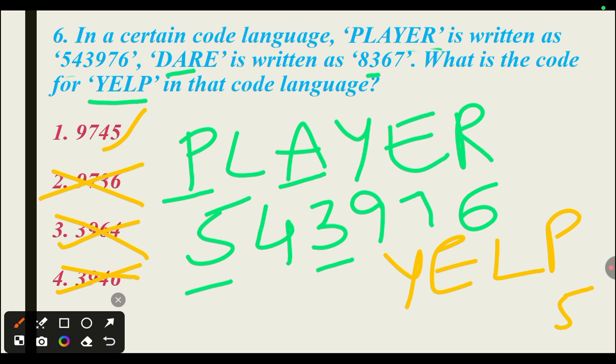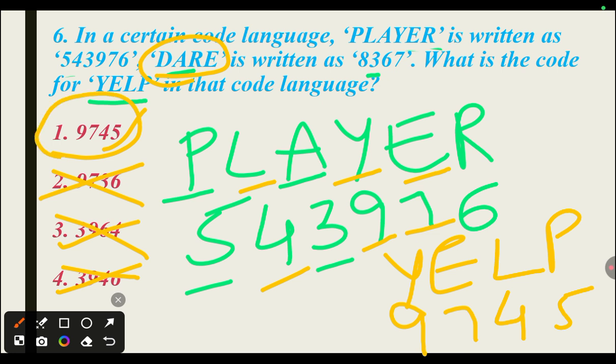But if I need to solve the entire thing, see here Y is 9, so this would be 9. Next E is 7, L is 4. Without even looking at the second word, I have solved the entire answer just by taking the first word. So I found this as direct coding, and then I wrote the answer and found 9745. But I give you a trick. Just by looking at P's position, I have confirmed the answer. You also have to do the same in the exam. Let us move to the next question.